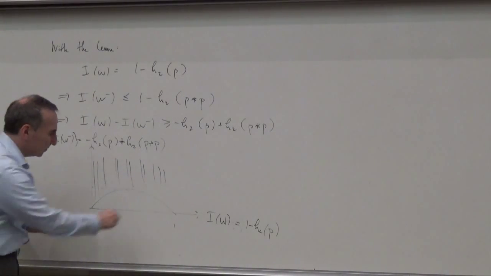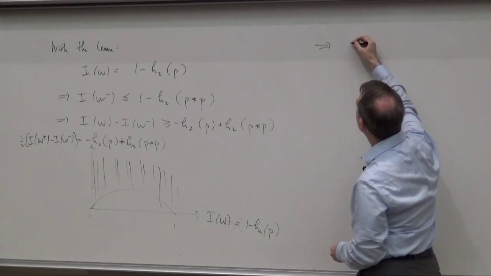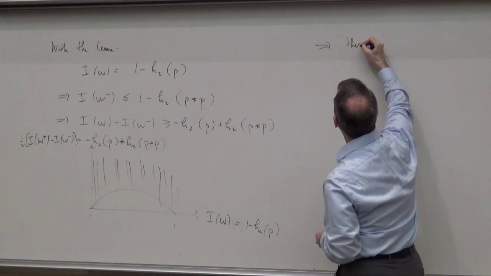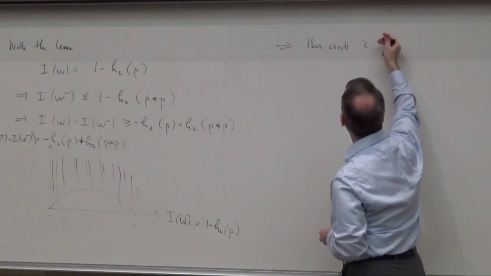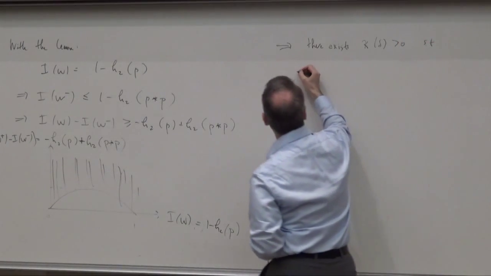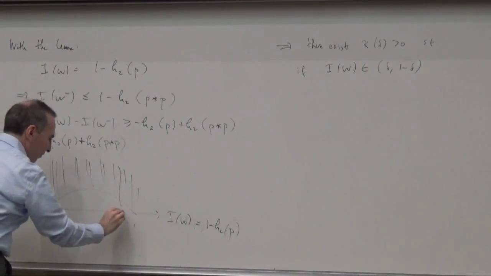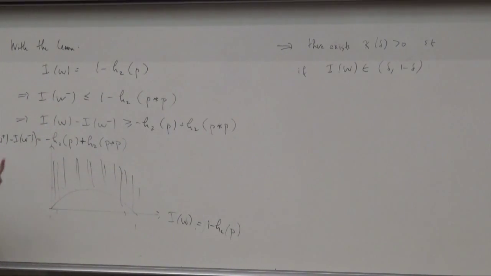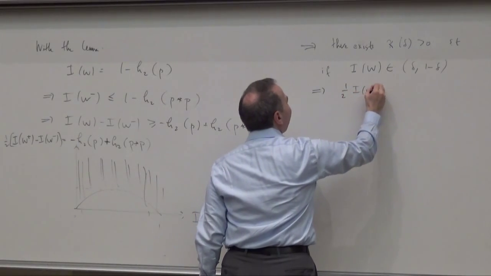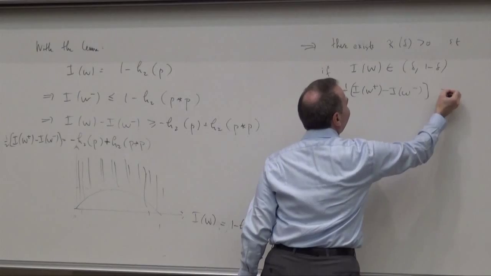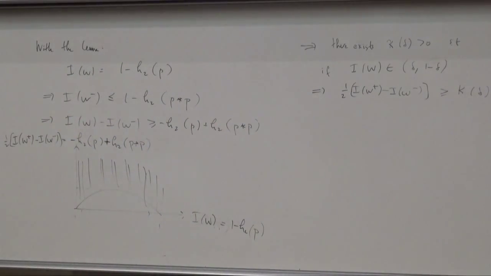So this says the following. If there is some function, call this, let's say, kappa of delta, such that if I(W) is between delta and 1 minus delta, if you know that your W is mediocre, but you are not close to the extremes, then the gap is at least kappa of delta, and kappa of delta is strictly positive whenever delta is strictly positive.